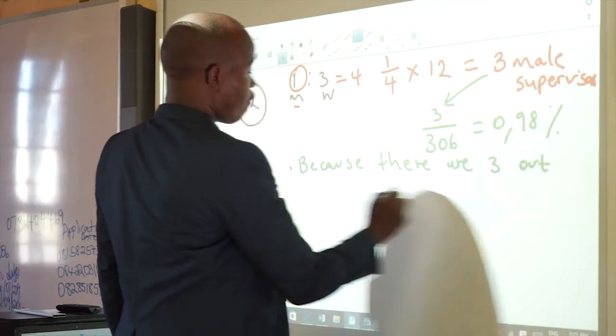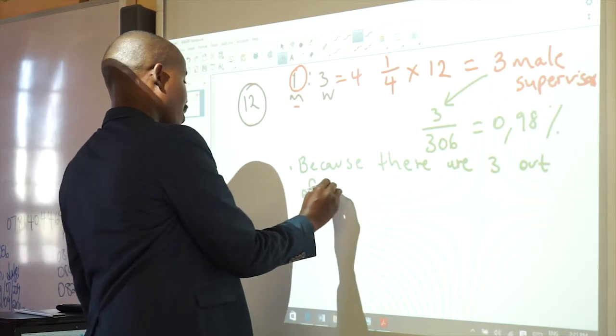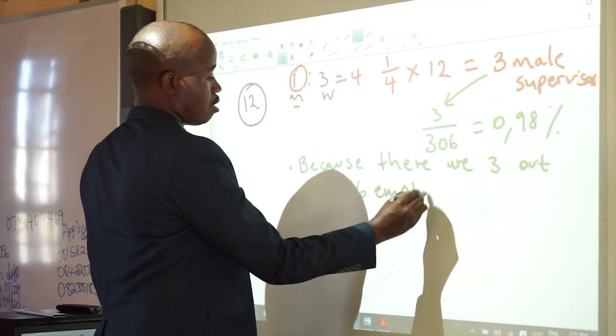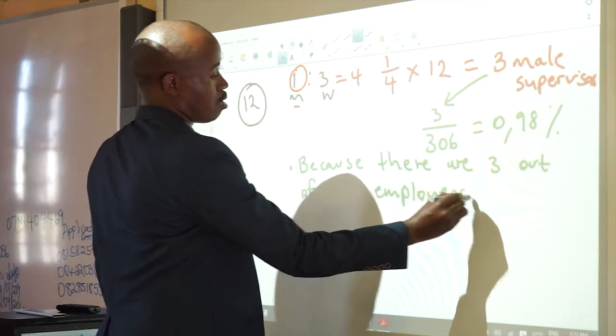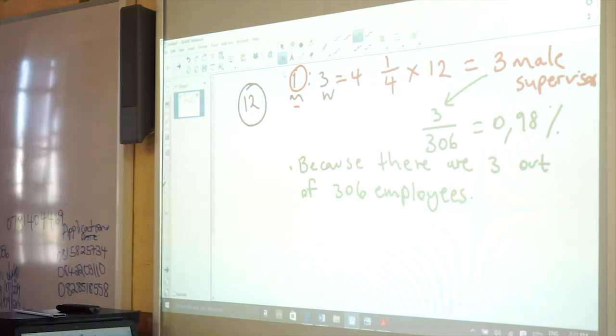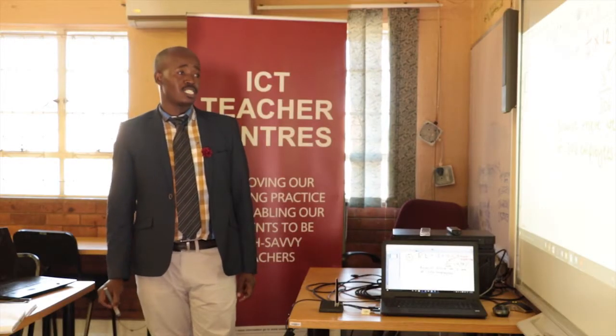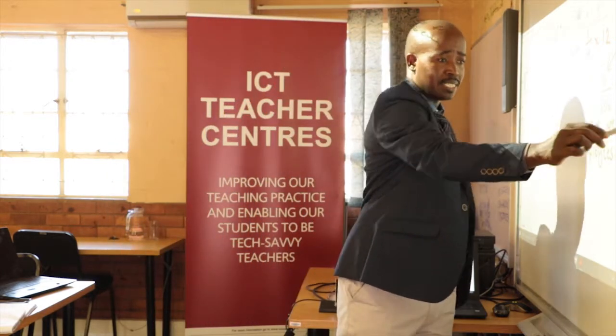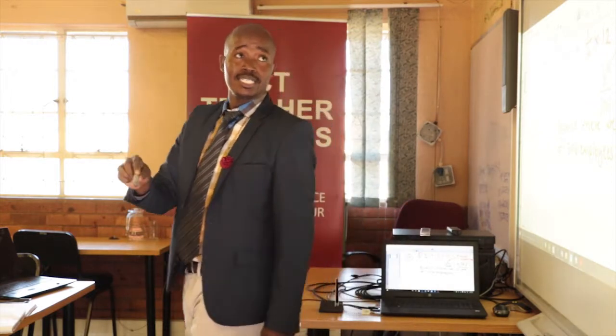out of 306 employees. That's why the probability is most unlikely, because it will be 3 out of 306, which gives us 0.98%. Therefore, it is most unlikely, because it is less than 25%.